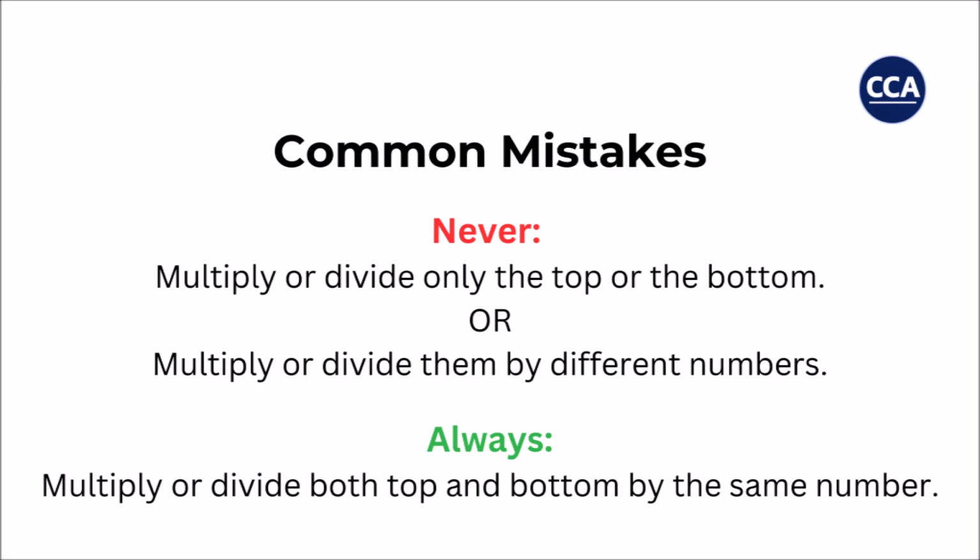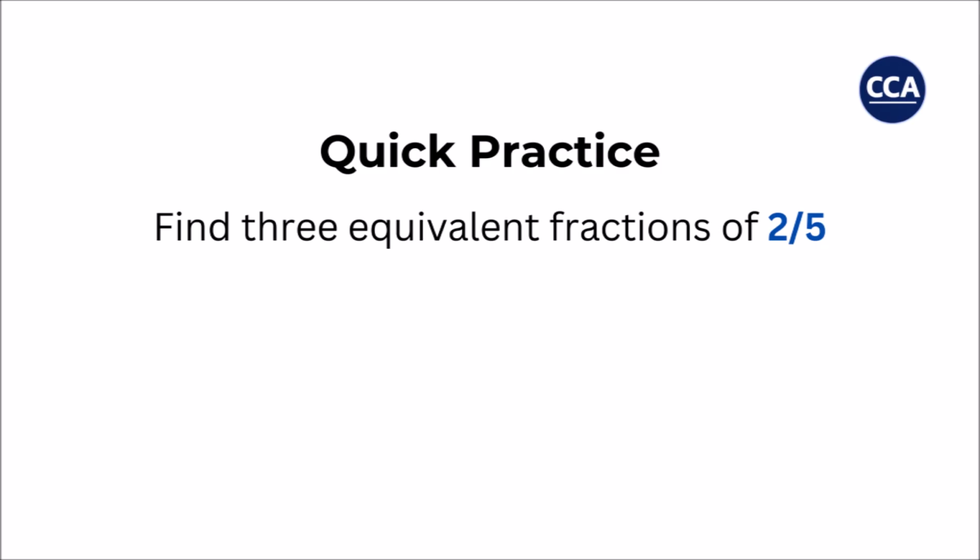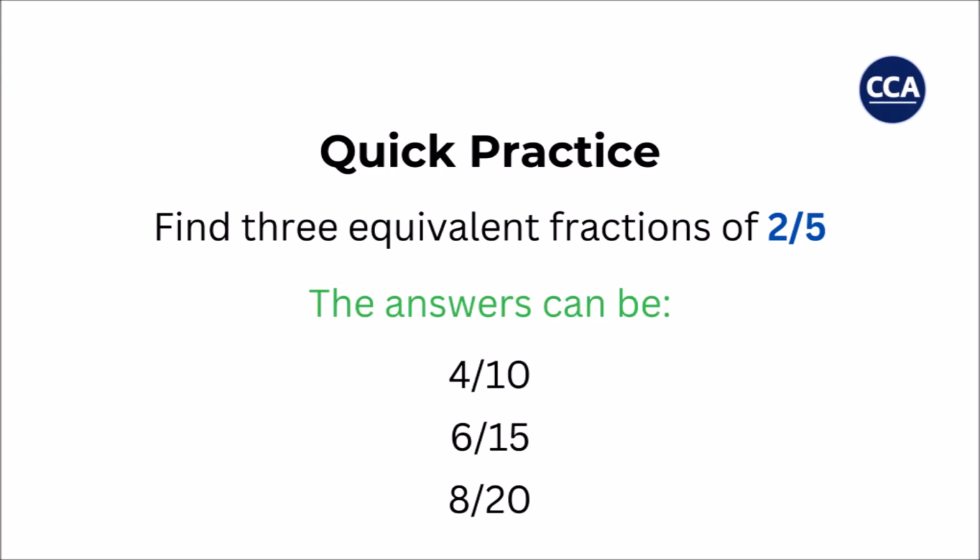Common mistakes that some students make. Never multiply or divide only the top or the bottom, or multiply or divide them by different numbers. Always multiply or divide both the top and the bottom by the same number. Now it's your turn. Find 3 equivalent fractions of 2 over 5. Pause the video and try. The answers can be 4 over 10, 6 over 15, and 8 over 20. All we did was multiply numerator and denominator by the same number.